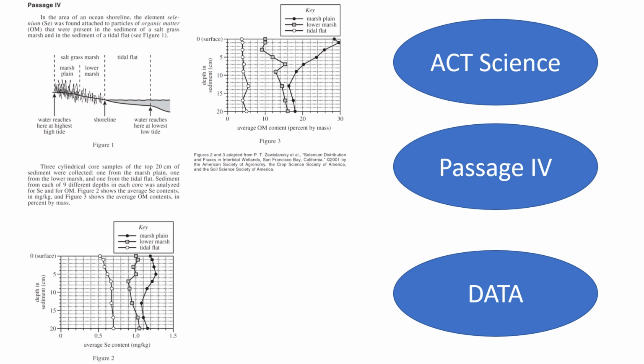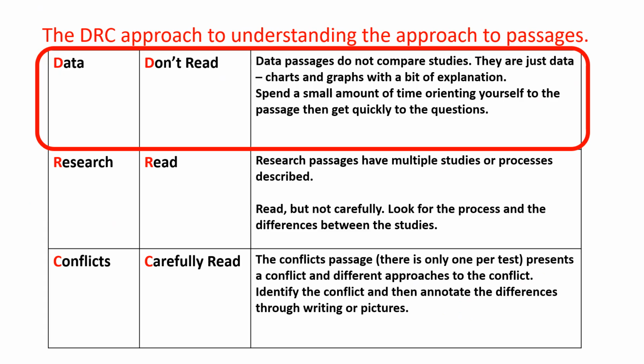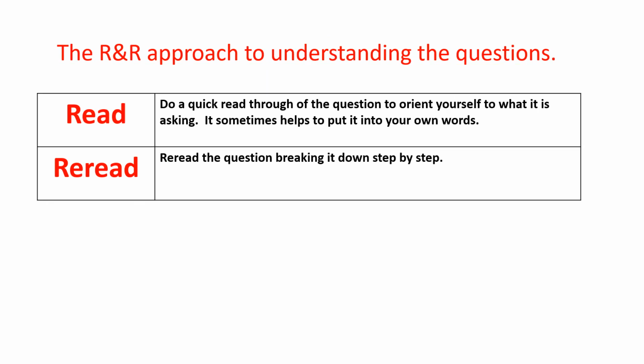This is passage 4. It's a data passage, ACT Science. So our DRC approach, D stands for data and don't read. You can get the questions quickly. You might want to orient yourself to the passage. And our approach to questions, R&R, read the questions, then reread, breaking it down step by step.